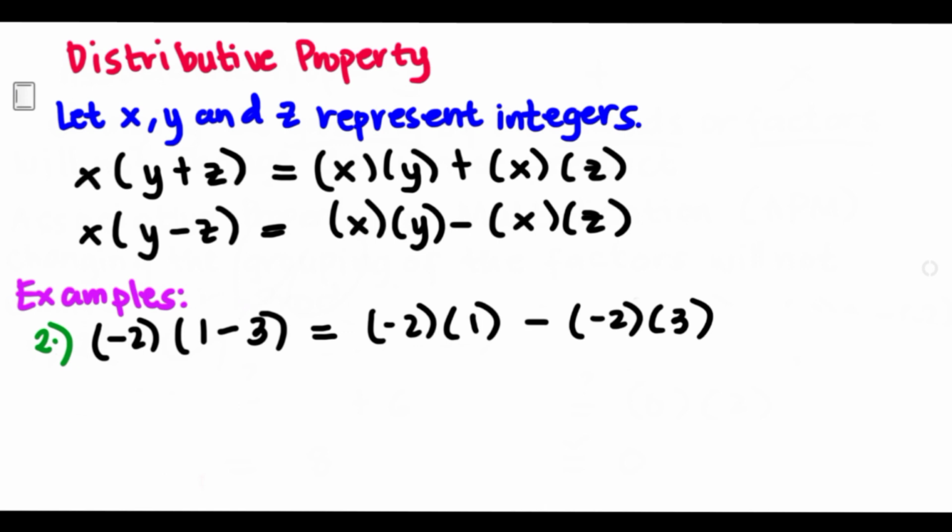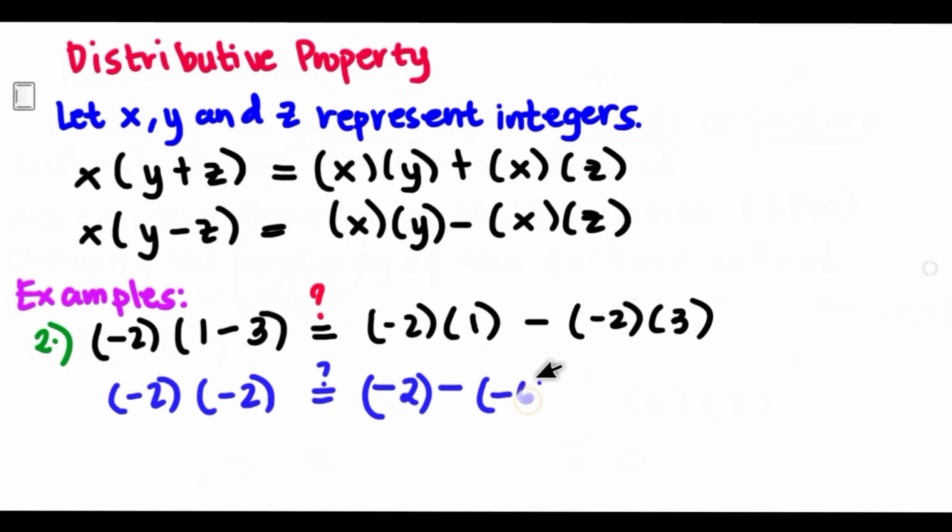Let's have example number 2. Negative 2 times the difference of 1 and 3. Is it equal to negative 2 times 1 minus negative 2 times 3? So, let's start here. Let's copy negative 2 first. And then 1 minus 3 is negative 2. Is it equal to the right side? Let's see. Negative 2 times 1 is negative 2 minus negative 2 times positive 3 is negative 6.